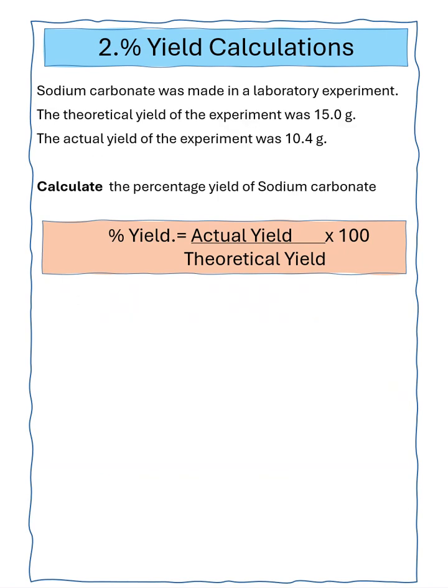Question 2 says sodium carbonate was made in a laboratory experiment. The theoretical yield of the experiment was 15 grams. The actual yield of the experiment was 10.4 grams. Calculate the percentage yield of sodium carbonate.